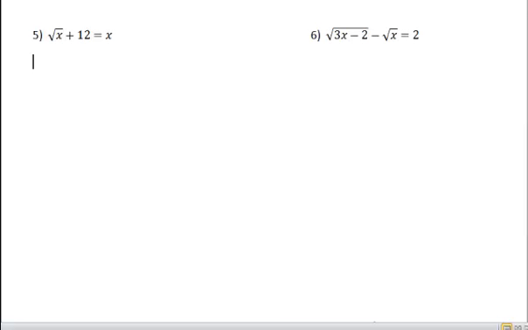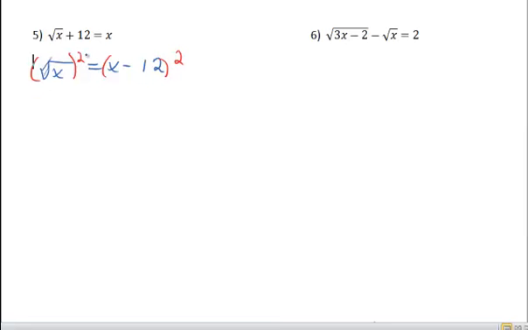So remember, whenever we did the square root equations before, the very first thing that you need to do is isolate the square root, or isolate the radical. So in this case, we're going to move the 12 to the other side, and we get the square root of x is equal to x minus 12. To get rid of the square root, we're going to have to square both sides. So it'll look something like that.